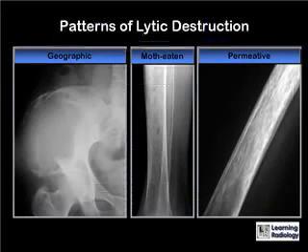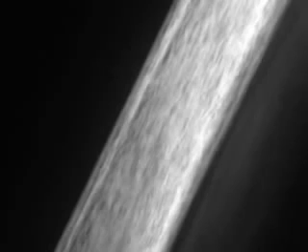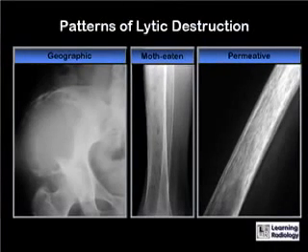These are the three general patterns of lytic destruction. Geographic destruction is a large area of lytic disease, in this case in the right ilium. The moth-eaten pattern is multiple smaller areas of destruction of varying sizes with indistinct margins. And the least common for metastatic disease is the permeative pattern with innumerable small lytic lesions in the bone. Permeative patterns are more common in round cell lesions like leukemia, lymphoma, Ewing's, neuroblastoma.